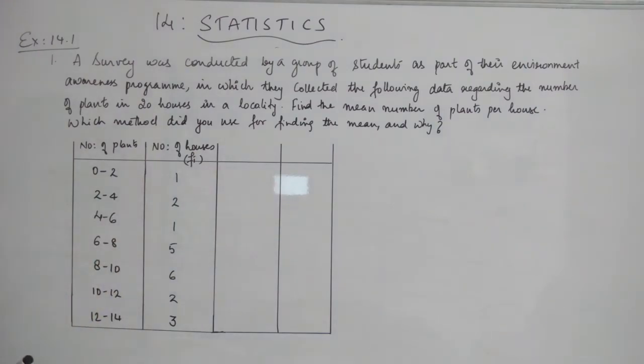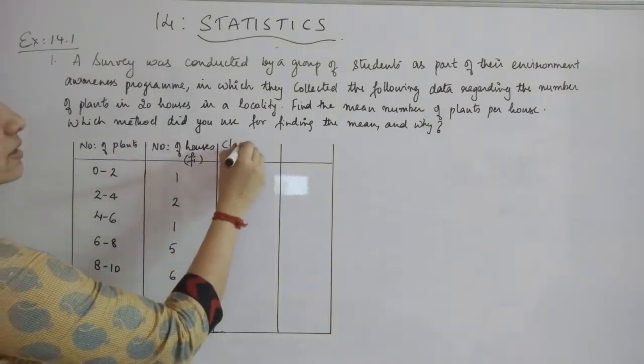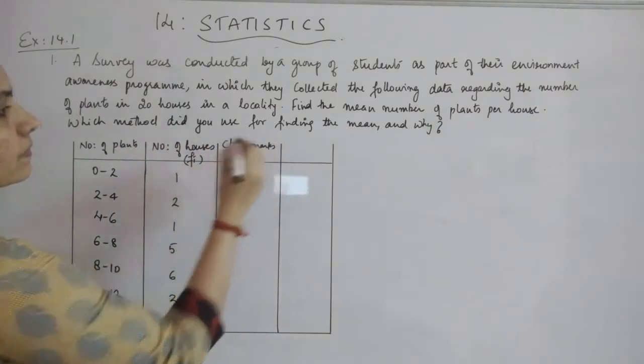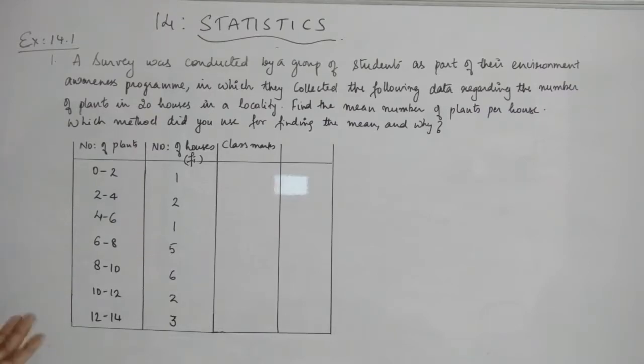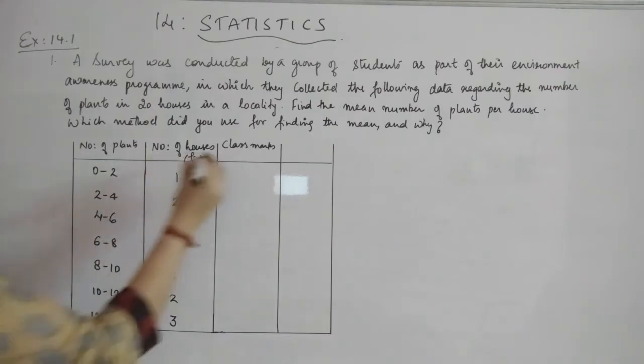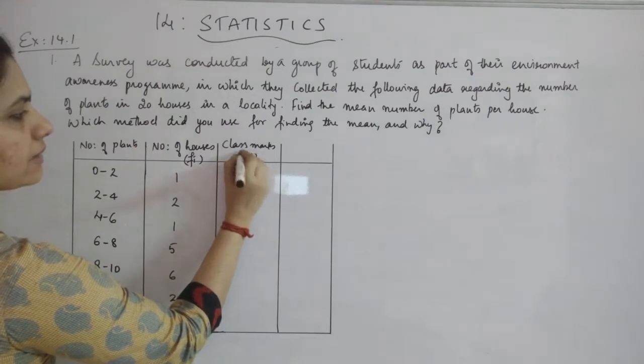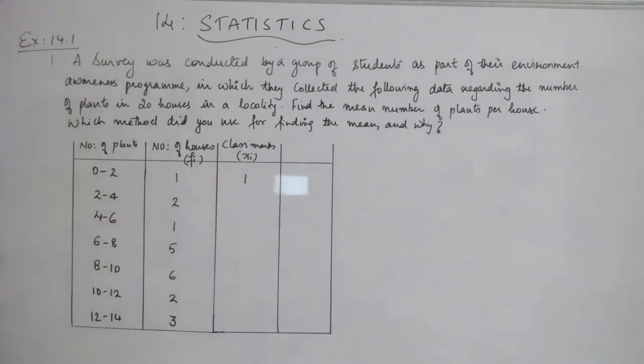Now the next step is to find the class marks. How will you get the class marks? You have to take the average of the upper limit and the lower limit. It is actually the middle point. So 0 plus 2 divided by 2 gives 2 by 2, which is 1. So that is acting as your Xi. You will get 1 here.